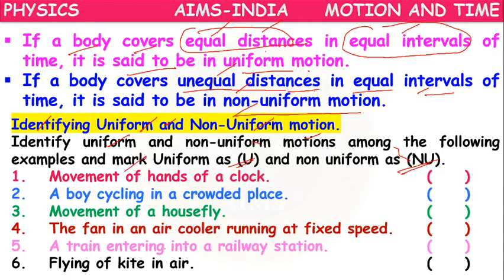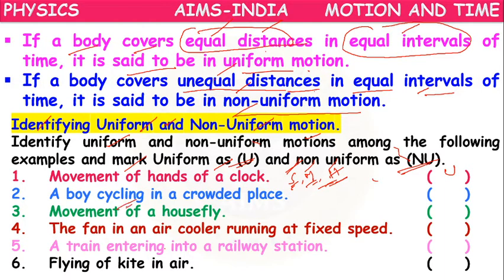Motion of hands of a clock. If you take the seconds hand, minutes hand, hours hand, they all move in a regular manner. For every 1 second, the second hand will move the same distance. In the same way, the angle covered by the second hand will be the same for every 1 second. In the same way, the minute hand and hours hand. So they are in uniform motion.